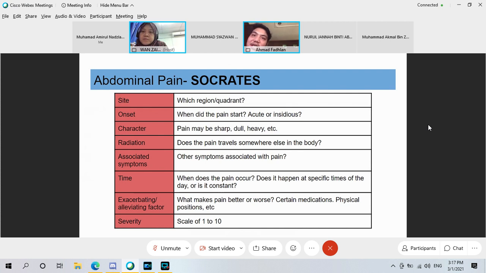Next is the associated symptoms that come along with the pain. And next is time. When does the pain occur? Does it happen at specific times of the day, or is it constant? Next is exacerbating or alleviating factors. What makes the pain better or worse? Certain medications, physical position, and etc. Next is the severity scale from 0 to 10.